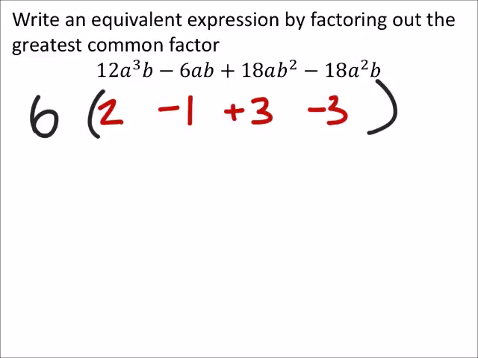But they also have common letters, which I can take out. So I'm going to take out the maximum amount that I can. Looks like I can take out 1a. So in this first term, it leaves me with an a squared. The second term, it wiped out that a. Same with the third term. And the fourth term leaves me with 1a.